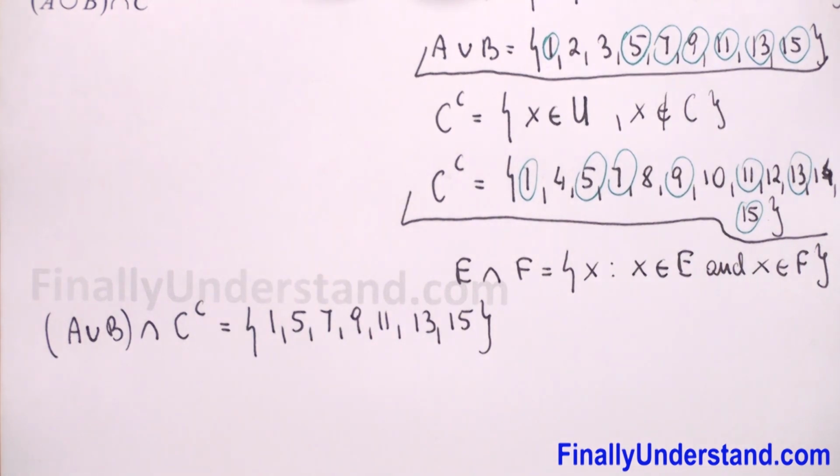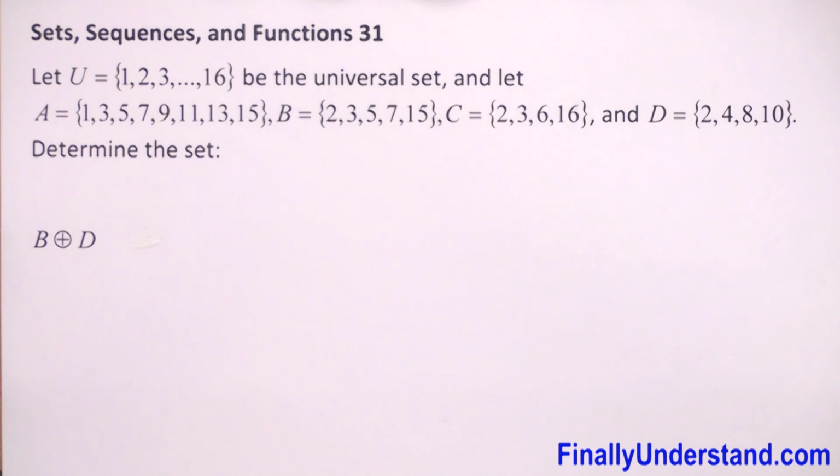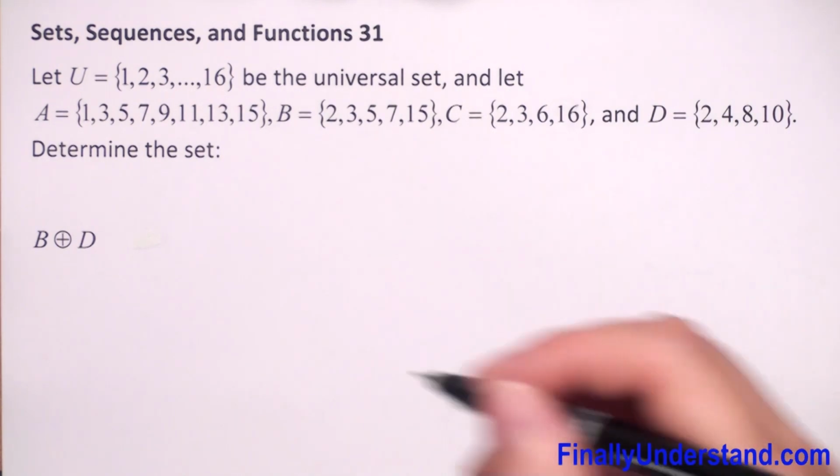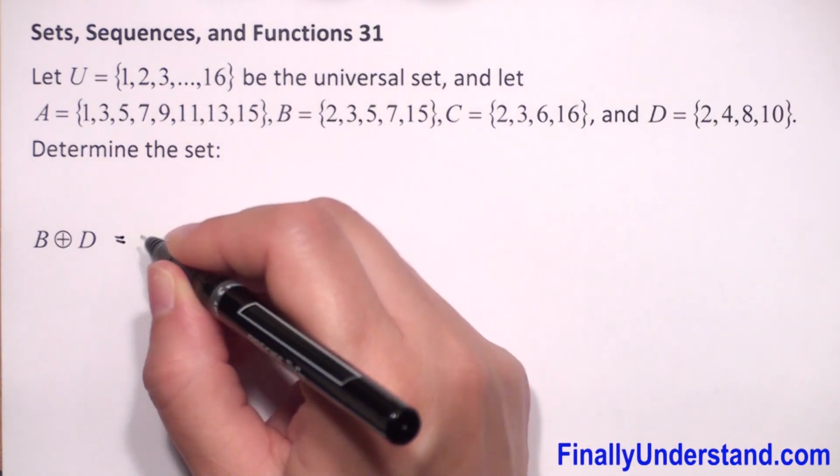This is my solution. We have given universal set U and we have sets A, B, C, D. In this example, we have to determine the symmetric difference of sets B and D. First, what is the symmetric difference? The symmetric difference of sets B and D consists of those elements which belong to B or D but not to both.